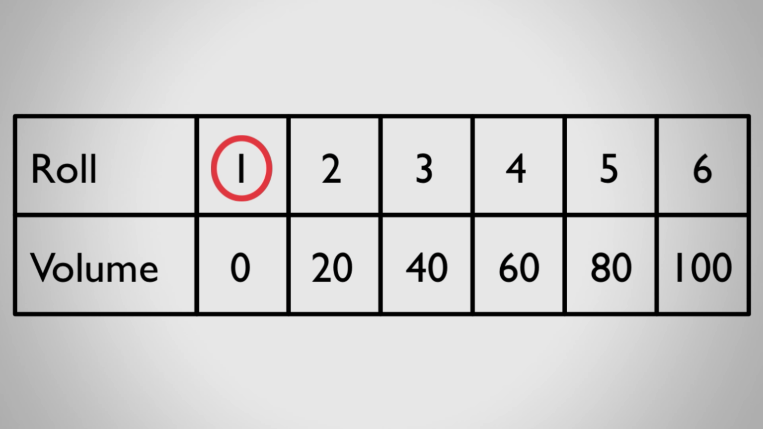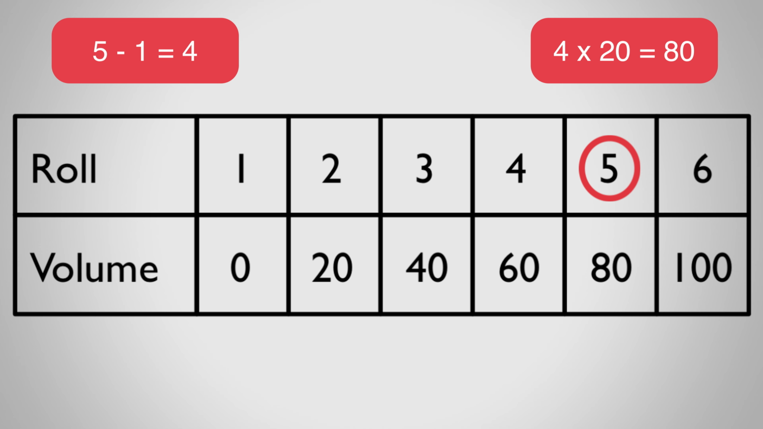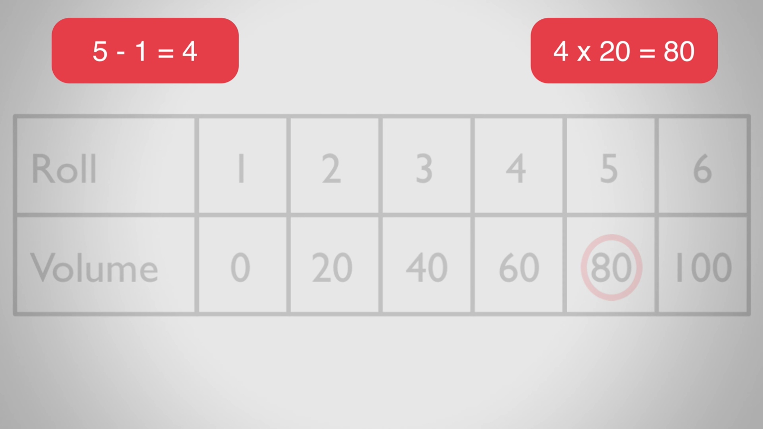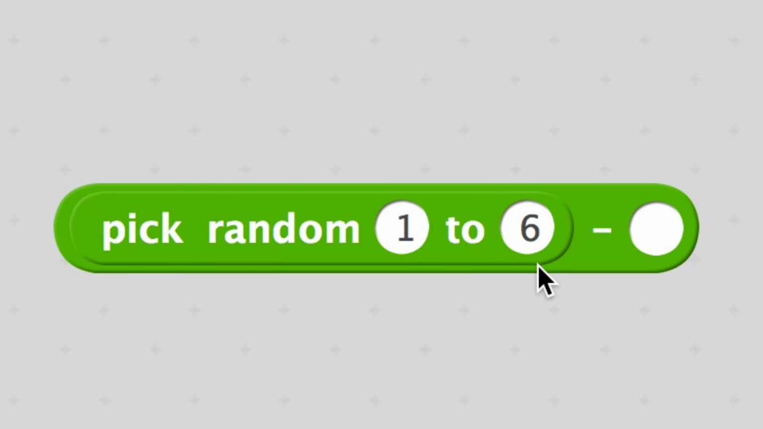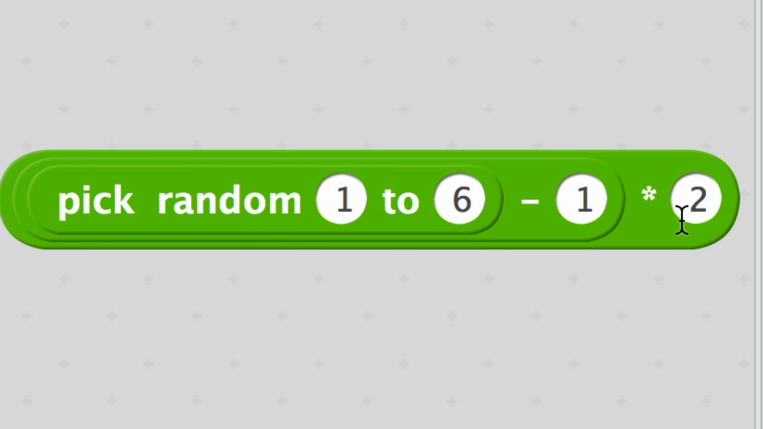If we roll a 1, we subtract 1, then times it by 20, which gives us a volume of 0. If we roll a 5, we subtract 1, then times it by 20, giving us a volume of 80. Here's how this would look in Scratch. We'll pick our random number between 1 and 6, subtract 1, and then multiply the answer by 20.